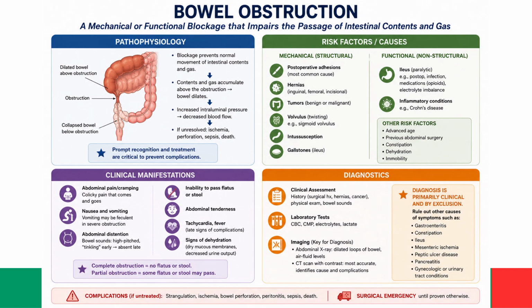Initially, the intestine tries harder to move those contents forward, so peristaltic activity can increase, and that's why early in a mechanical obstruction you may hear high-pitched, hyperactive, and sometimes tinkling bowel sounds. That increased peristalsis also helps explain the classic colicky or cramping abdominal pain. The pain may come in waves as the intestine contracts against the obstruction, and as the obstruction persists and the bowel becomes increasingly distended and fatigued, bowel sounds can eventually become hypoactive or absent.